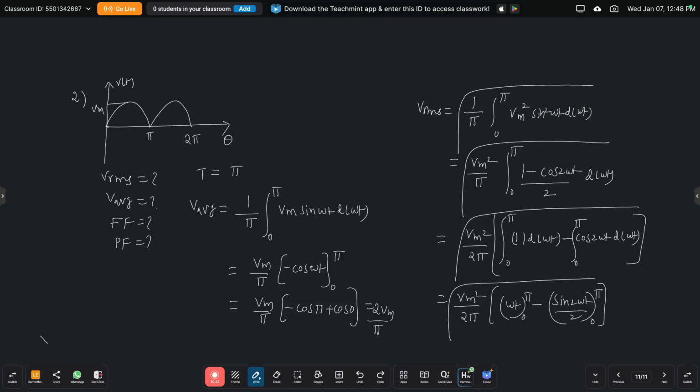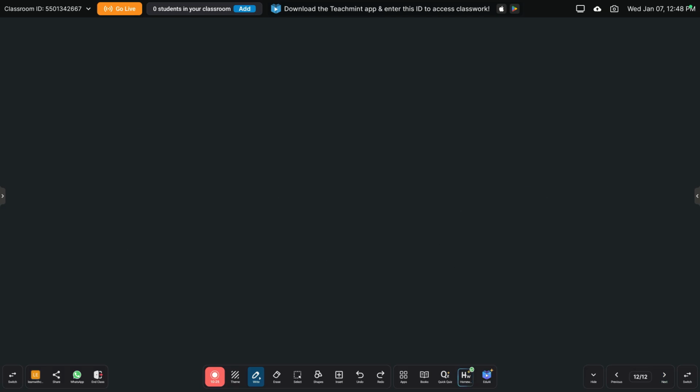under root, which is equal to Vm by root 2 pi, under root pi minus 0, which is equal to Vm by root 2.